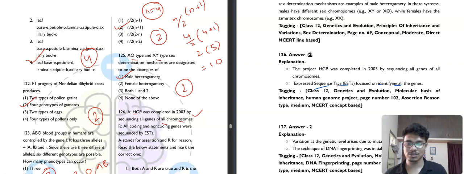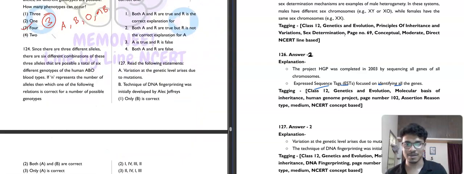It is saying that HGP was completed in 2003 by sequencing all genes of all chromosomes, correct? Then all coding and non-coding genes are sequenced by expressed sequence tags. Both are correct, but the reason is not the correct explanation of the assertion. So first option will be your correct answer. Sorry, second option will be your correct answer.